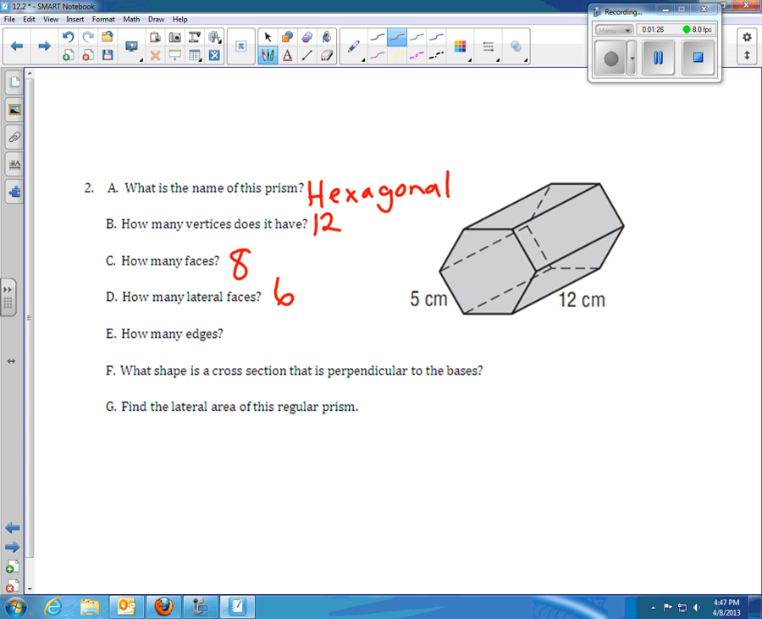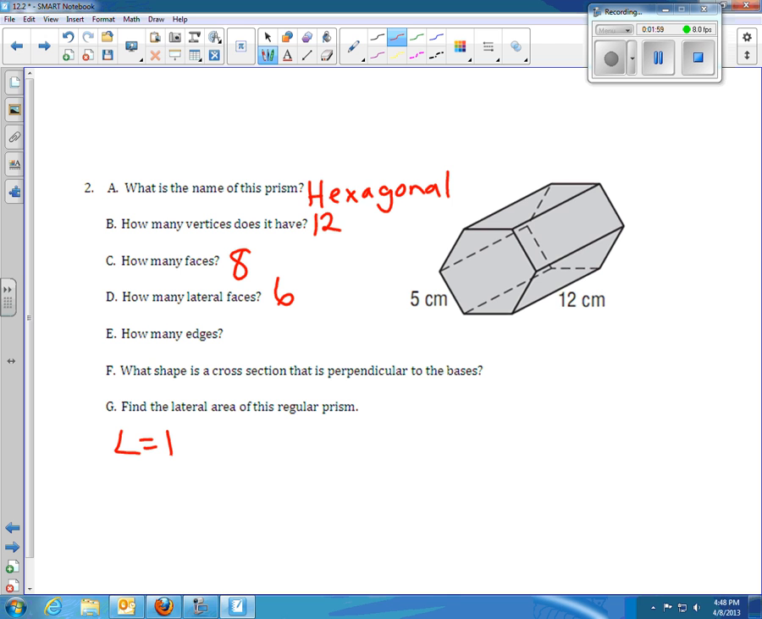All right, how many edges are there? I'm not asking for lateral edges or base edges. I'm just asking for edges total. So you guys go ahead and count those on your own. And what shape is a cross section that is perpendicular to the bases? I know we wrote in our notes yesterday what a perpendicular cross section will be. So you go ahead, turn back in your notes from yesterday and find out what a perpendicular cross section looks like, and then find the lateral area of this regular prism.